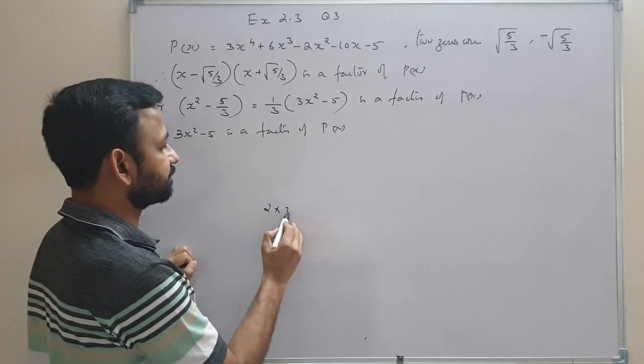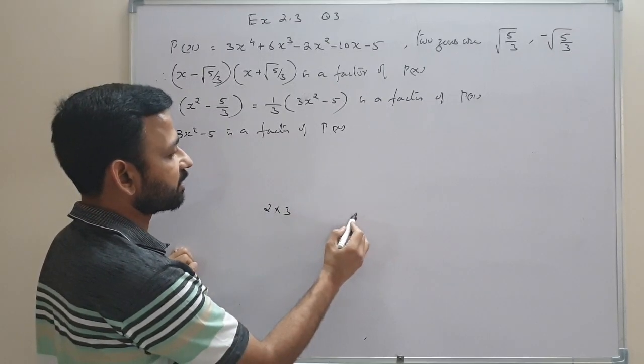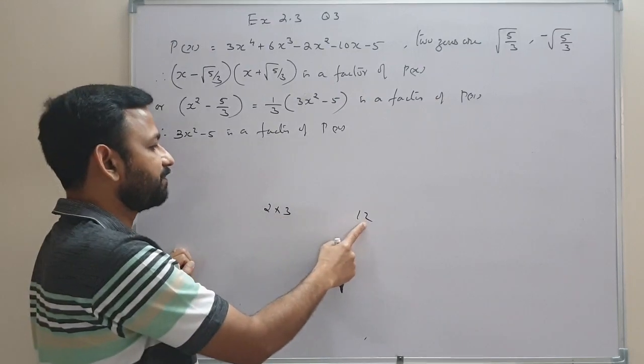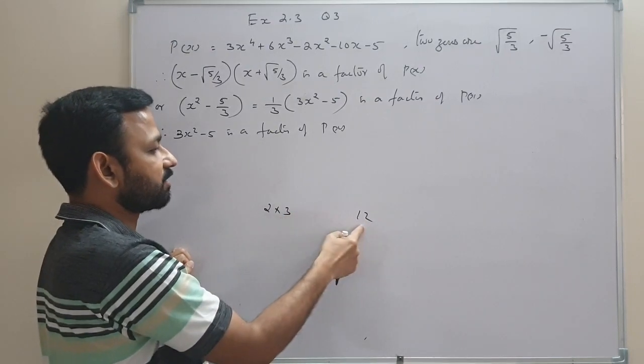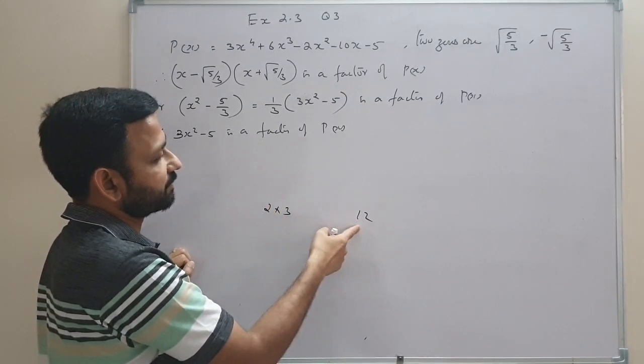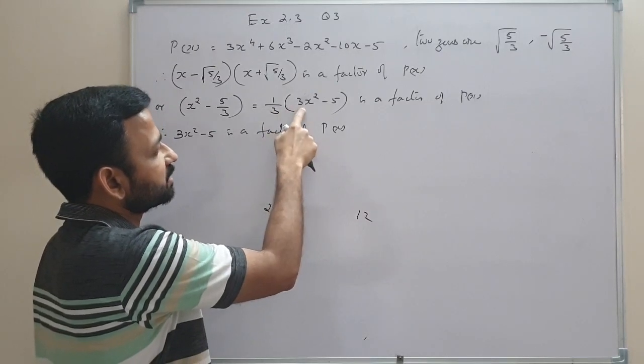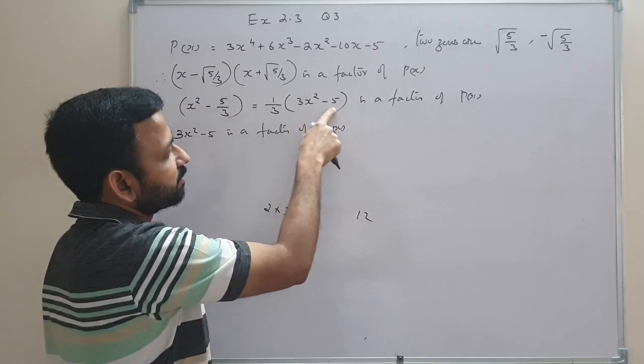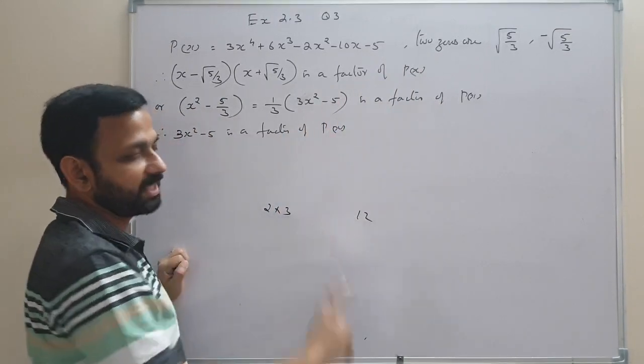If 2 into 3, that is 6, is a factor of 12, then we can say that 3 is a factor of 12 and 2 is a factor of 12. Similarly, 1 by 3 into 3x square minus 5 is a factor of Px. So we can say 3x square minus 5 is a factor of Px.